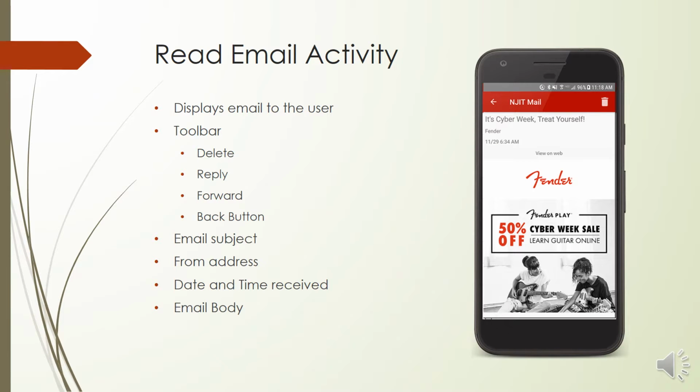The read email activity displays an email to the user. The top of the screen contains a toolbar with buttons to delete the email, reply to the email, and to forward the email, as well as a back button to navigate back to the email list activity. Below the toolbar, the email subject, from address, date and time received, and the email body are displayed. HTML email bodies are rendered in a web view so that the images, text, links, and other content are displayed properly.